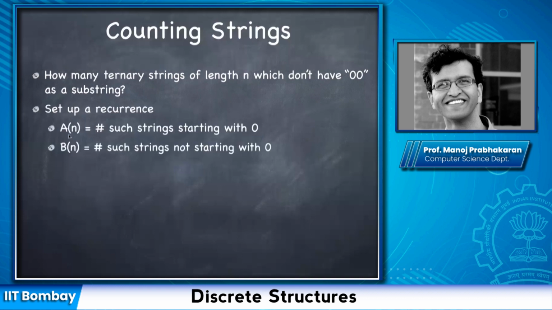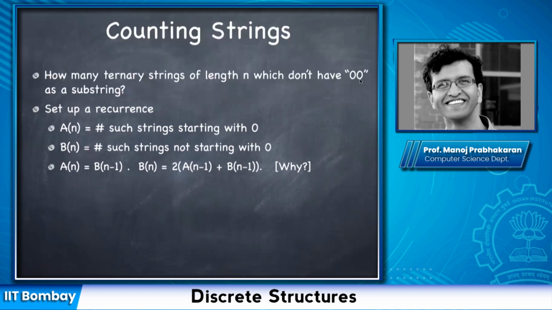However, I have no idea what a_n or b_n is right now, but let's try to write down a_n in terms of smaller values of n. Suppose you remove this first digit 0. What do you know of the rest of the string? Well, the rest of the string cannot start with a 0, because if it did, the string would have started with 0,0. It wouldn't have qualified.